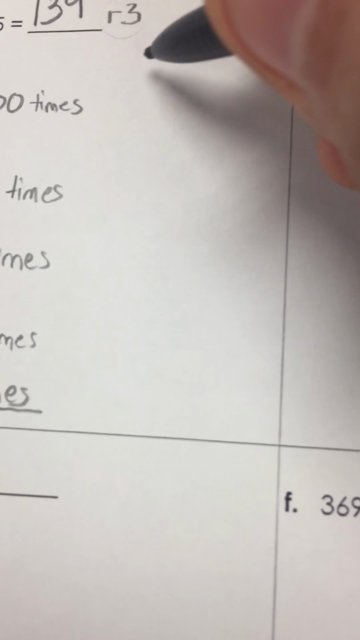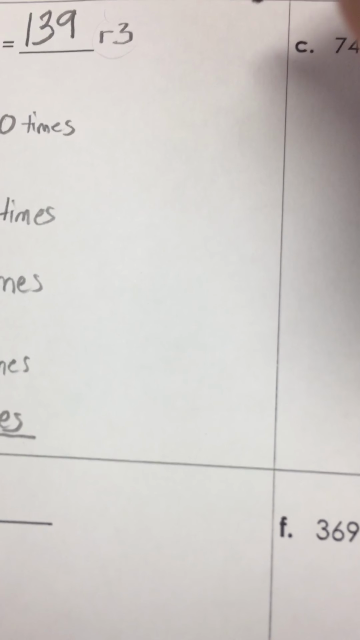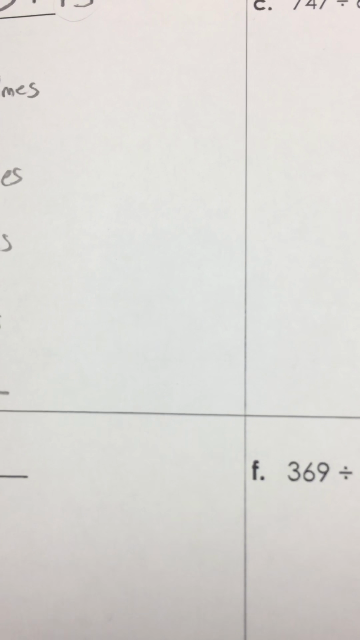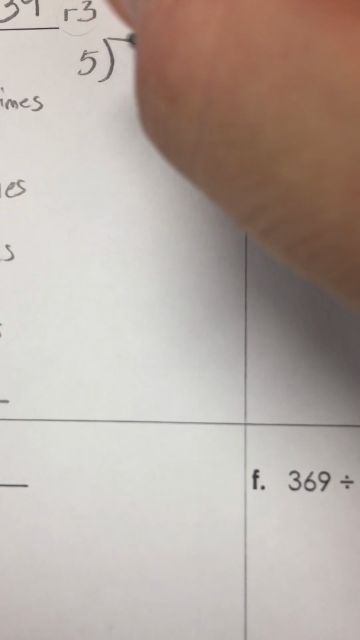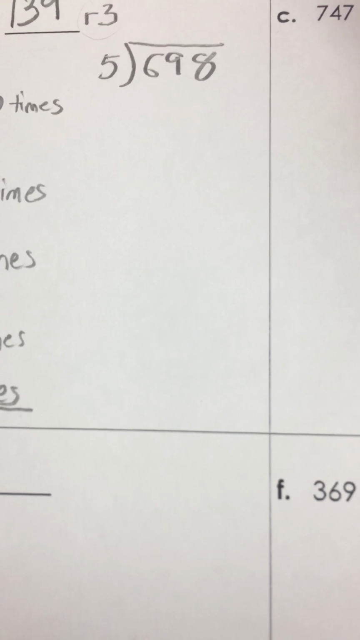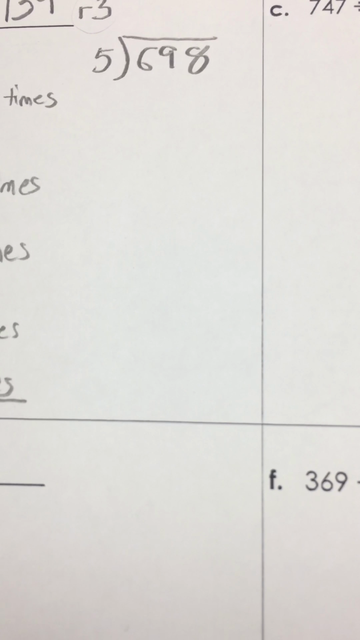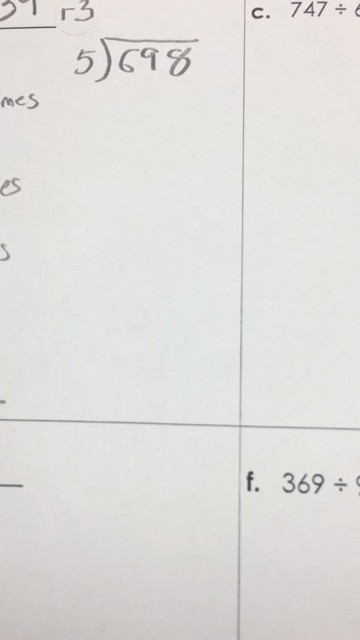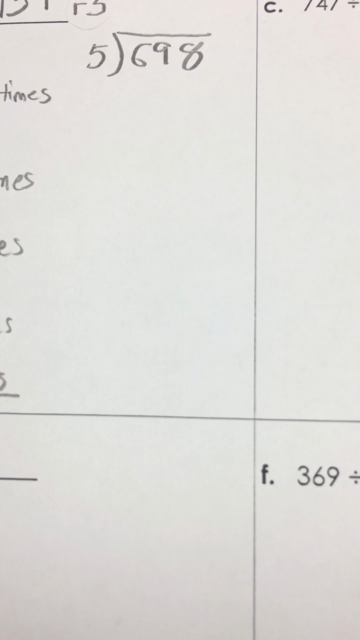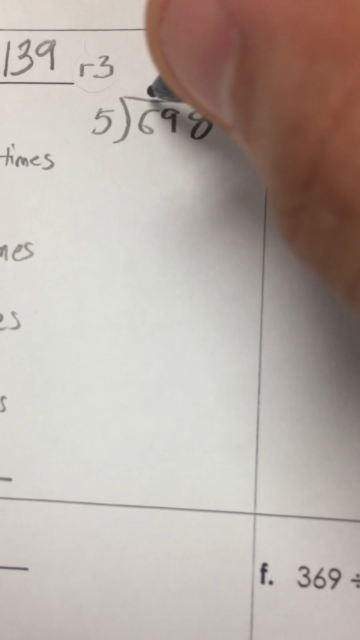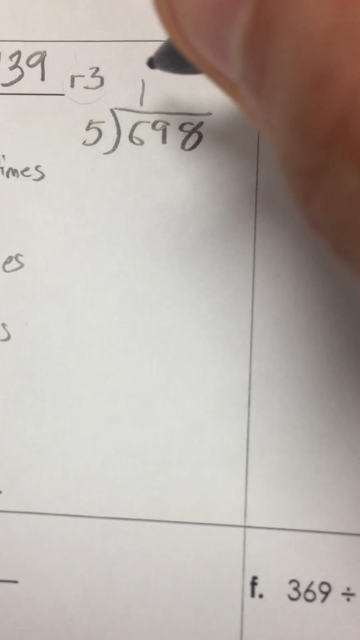Let's do one last one, but we're going to do it now in long division. So we're going to do 5 into 698, using long division. My first step is to always divide, right? So 5 into 6 goes how many times? 1 time. What's our next step?